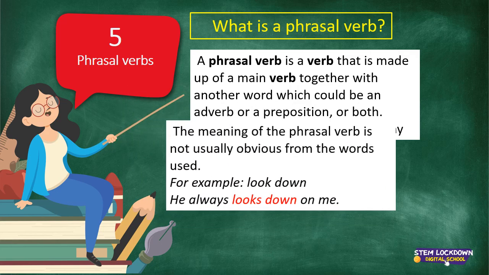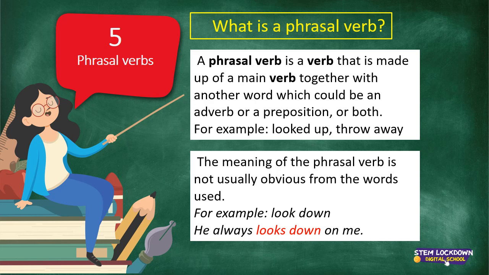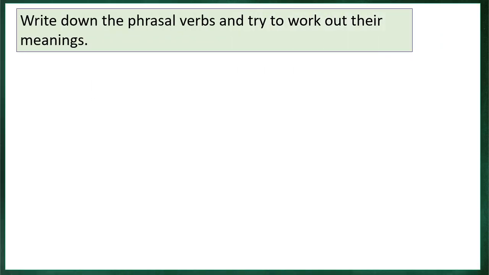Got that? Okay. The meaning of the phrasal verb is usually not obvious from the words used. For example, look down. You can use look down for looking down, but it also means something else. He always looks down on me. That means something completely different, doesn't it? It means that he thinks I'm not worthy enough. Okay, got it.